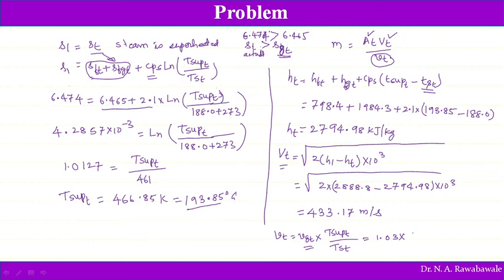1.03 into the temperature of superheated steam at throat, which is 466.85 in degree Kelvin. The temperature of saturated steam at throat is 188 plus 273, which is 461. So here we get vt, the specific volume of steam at throat, as 466.85 divided by 461 into 1.03. The specific volume will be 1.043 meter cube per kg.